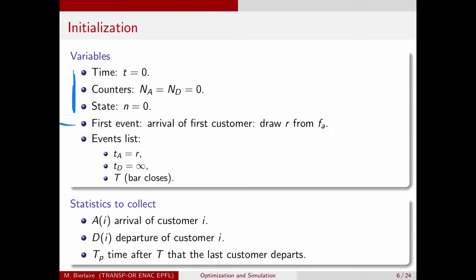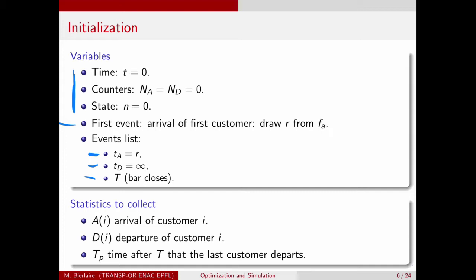Well, to do this, we draw a realization of the variable XA. So we use the PDF FA to draw a realization, and we call it R. So the 3 events are the following. The arrival of the next customer is at time TA equals R. So we have initialized TA. TD is set to plus infinity because there is no customer currently being served. This is the convention we took last slide. And then capital T, this value will not change, is the time at which the bar closes.